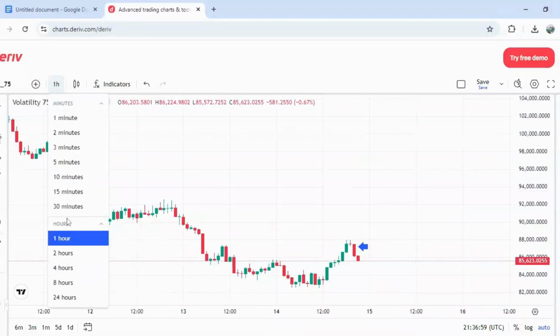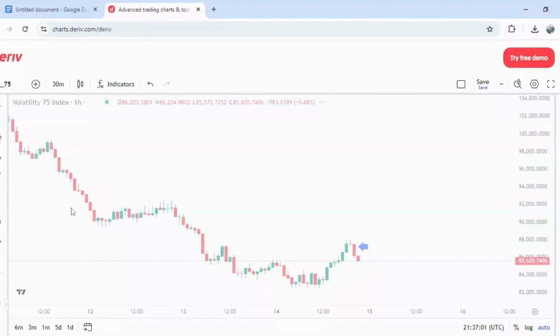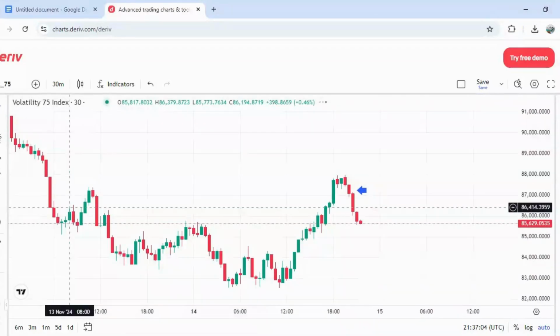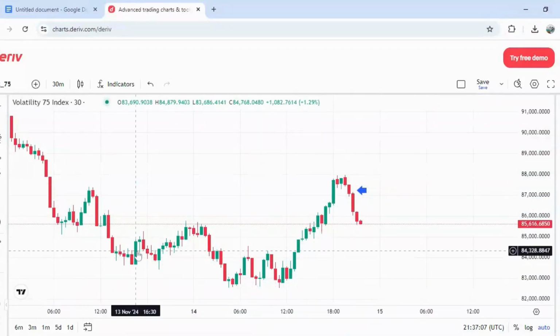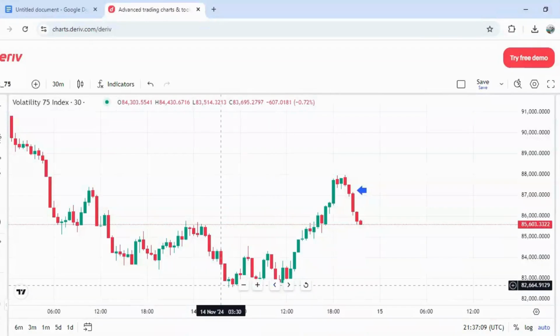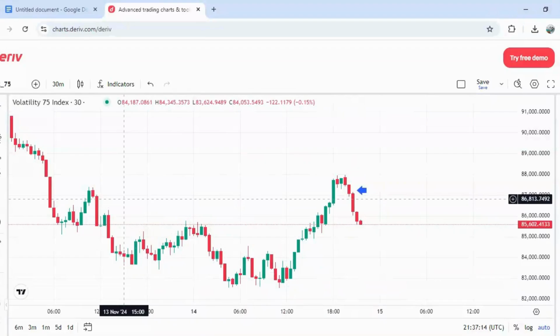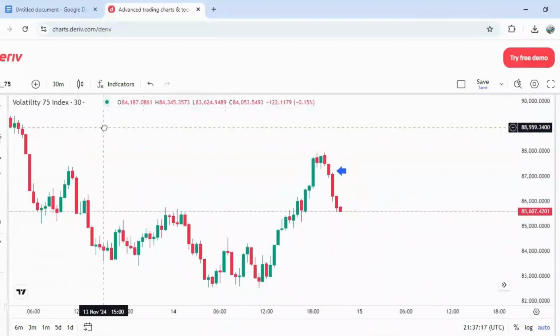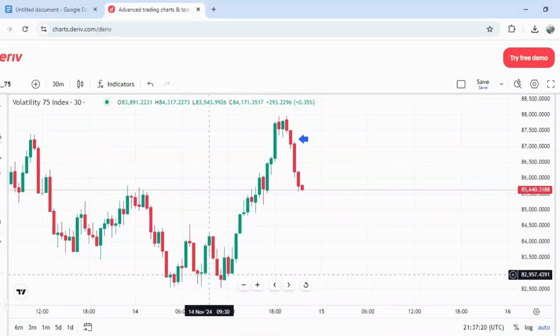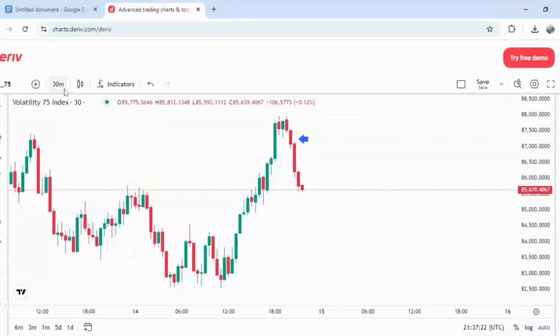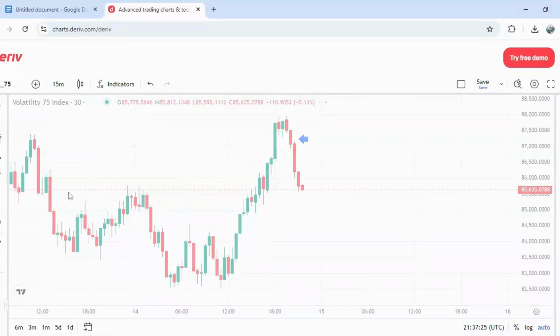So after 1 hour, we are going to come back to 30 minutes. So 30 minutes, you can see it's still a down trade. So as you can see here, for 30 minutes, we have a good support. So for this one, we can choose to draw our support here, but we are not going to draw again. So let's go to 15.